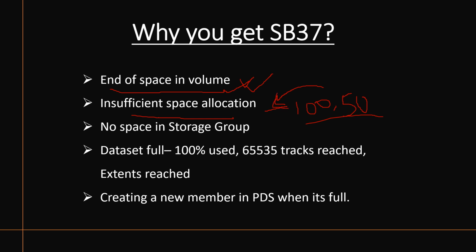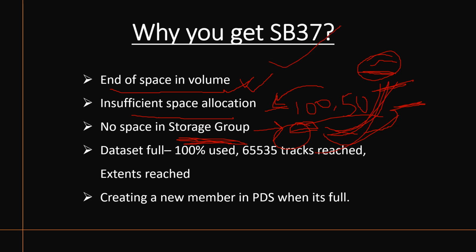And there's another thing here called storage group. It's an ACS routine. I told you a storage group is nothing but a group of volumes under a particular name. When an ACS routine is formed, we say this particular HLQ should go into this group name. So if you have given a name with some HLQ, ABCDEFGH, and all the volumes in that storage group are full, meaning they don't have enough space to accommodate this data set, then also you will get SB37. And another case is when the data set is full, which is the same as insufficient space allocation.